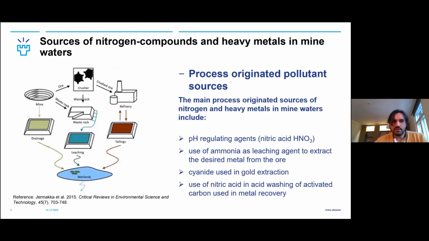Some of the pollutants come from the process, when we are processing the ores in the facilities. For example, there are pH regulating agents and some other chemicals which are used in the extraction of the desired metals, such as cyanide and also nitric acid.